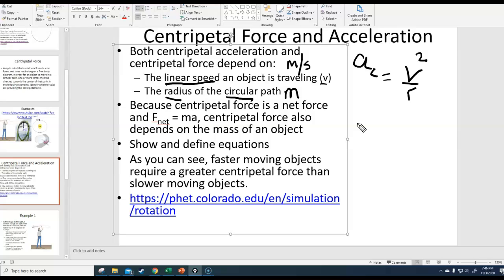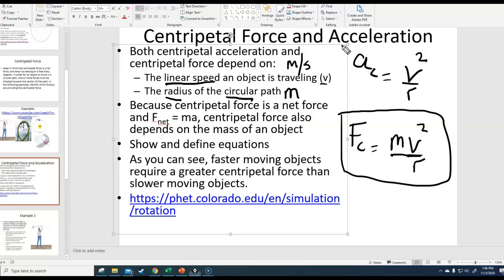Now the equation for centripetal force looks very similar, because remember, centripetal force is a net force, and net force is always mass times acceleration. And so if you take the same equation for acceleration, v squared over r, and you multiply by mass, you all of a sudden have an equation for centripetal force. So there's only like 2 or 3 equations in this unit, and here's most of them right here. One for centripetal acceleration, one for centripetal force.